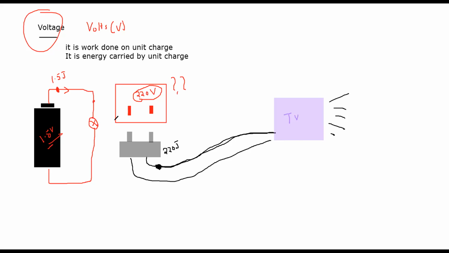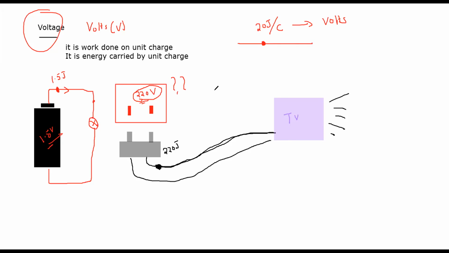That is why, for example, if you touch a socket or a supply which is 220, no, joules is not equal to volt. Joules is the energy carried by one charge. So how much energy does one charge carry? For example, if I say 20 joules carried by one charge, the unit of a charge is coulomb. So 20 joules per coulomb, that is called volts.